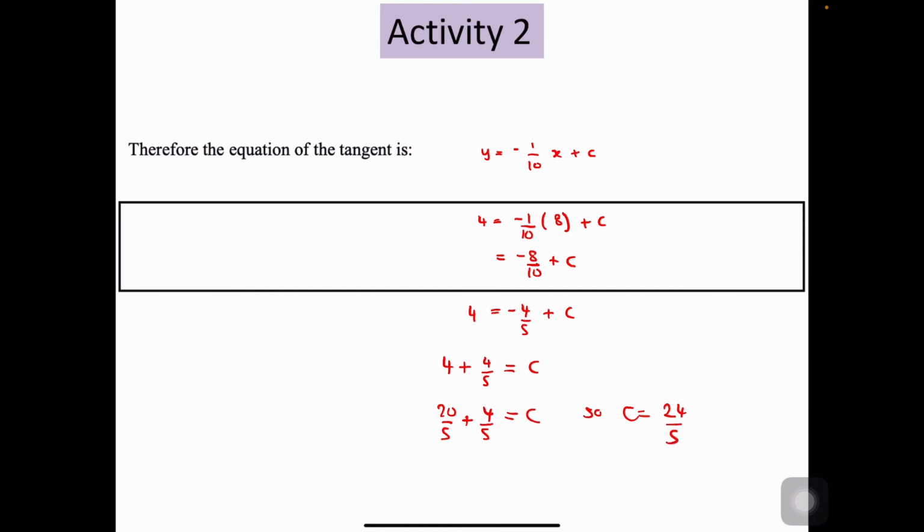So the equation of a tangent, to give us our final mark, the 5th mark would be awarded for the correct equation of the tangent, not a circle. y equals negative 1 over 10 x plus 24 over 5.